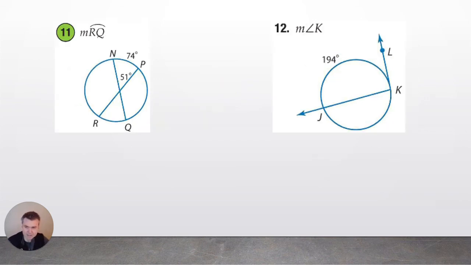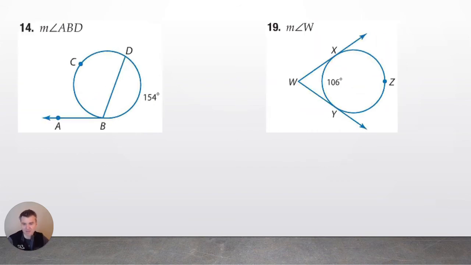I think I allowed you guys to skip 11 as well. 28 degrees. Measure of angle K for 12, you should have got 97 degrees. 14. Okay, 14. Back to the problem you guys had to do.